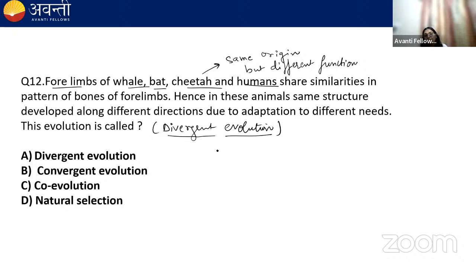This is the characteristics of divergent evolution, and the structures are known as homologous organs. Convergent evolution is when they have different origins but perform the same function, like the wings of a butterfly and the birds. They have a different origin but they perform the same function, that is flying. And the structures are analogous. In divergent, they are homologous.